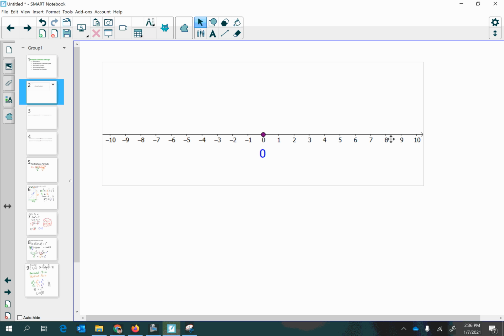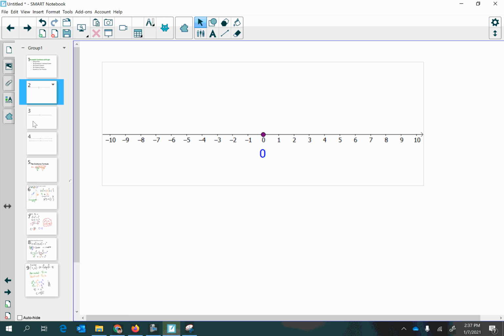It's just a line that shows numbers in order, and we have 0 here. If you move to the right of 0, you get 1, and then if you move again, you get 2, and 3, and 4, and so on. If you start at 0 and you move to the left, you're going into the negative, so it's like subtracting 1. Subtracting 1 again, and you get negative 2. Subtract 1 again, you get negative 3. Okay, so that's a number line.